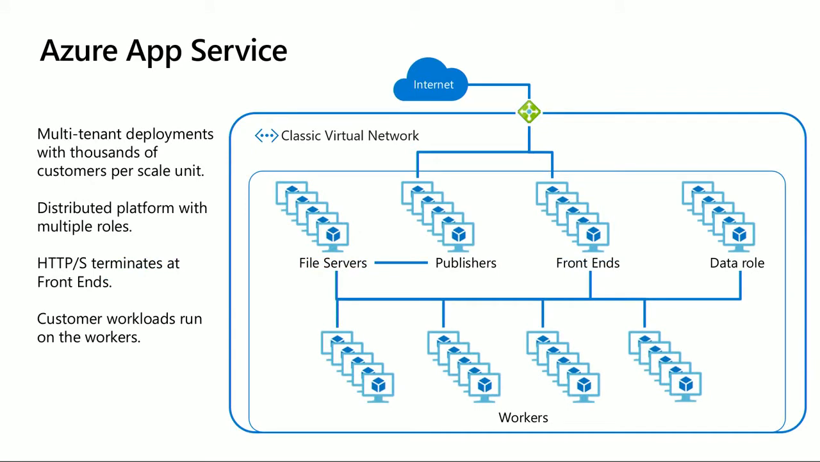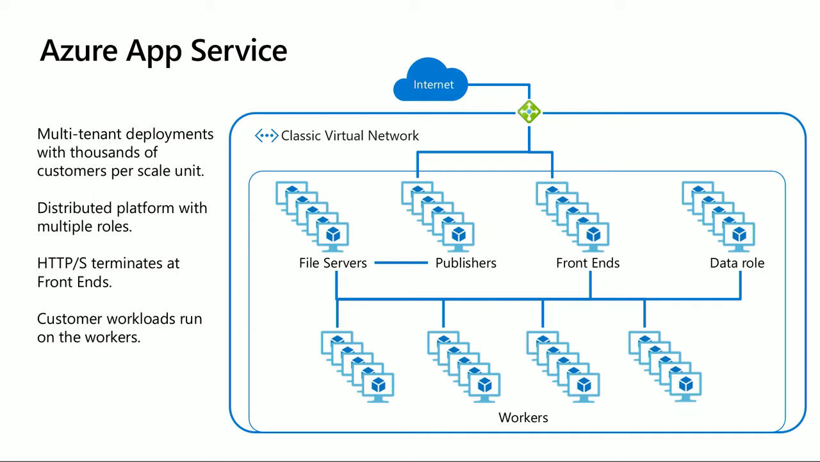The app service by nature is a distributed platform with many servers behind the scenes that provide different capabilities. Each has different niches they solve. The front ends terminate the HTTP, HTTPS traffic, for example. The workers host your processes. The publisher really just does FTP. You get the idea.